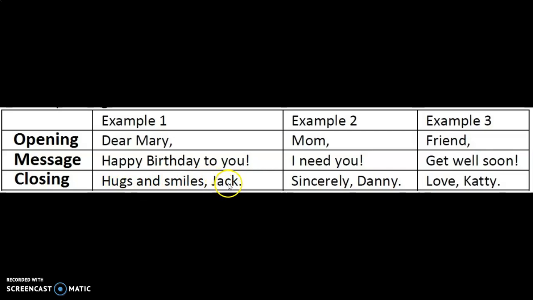Jack, what is a hug? A hug is when you put your arms around someone. Put your arms around someone. Un abrazo. Hugs and smiles.